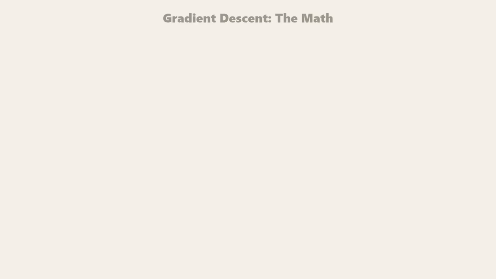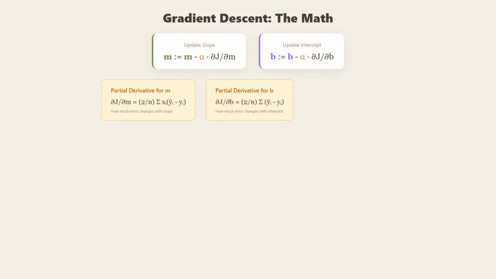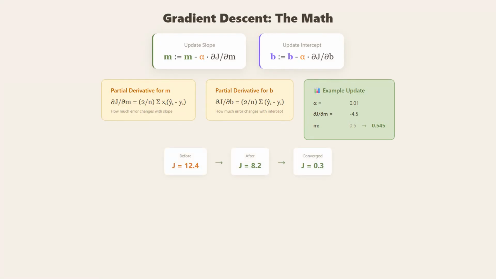Now, let's look at the mathematics behind gradient descent. We have two update rules, one for the slope, m, and one for the intercept, b. The rule is m equals m minus alpha times the partial derivative of J with respect to m. Similarly, b equals b minus alpha times the partial derivative of J with respect to b. These partial derivatives tell us exactly how much the cost changes when we make a tiny change to each parameter.